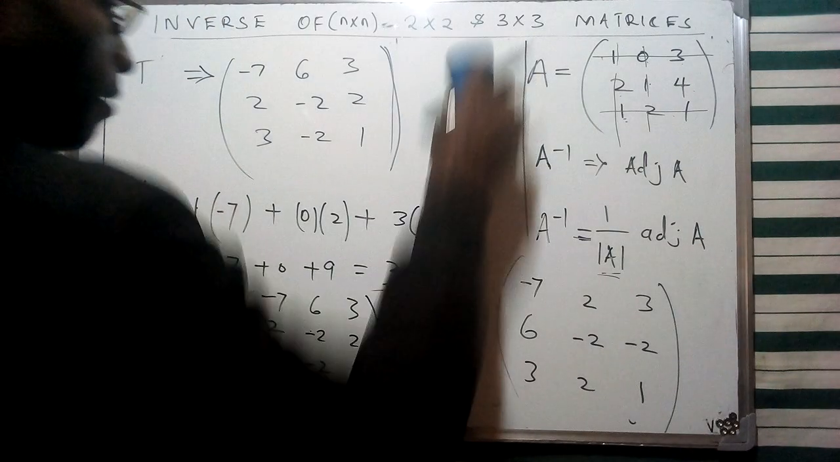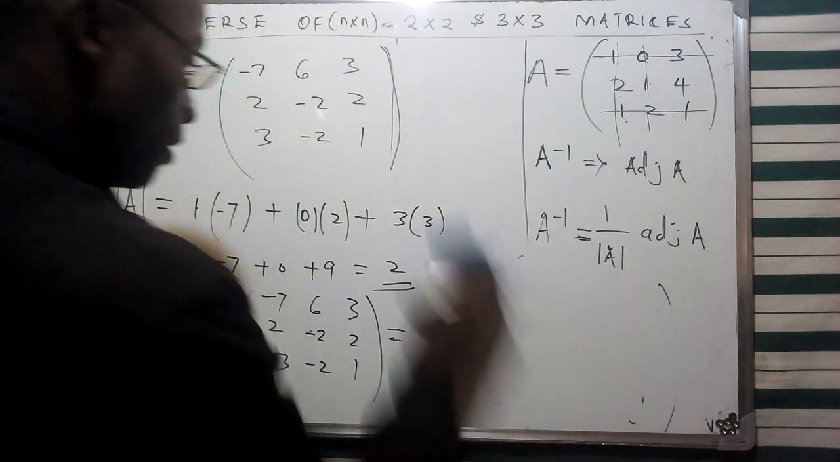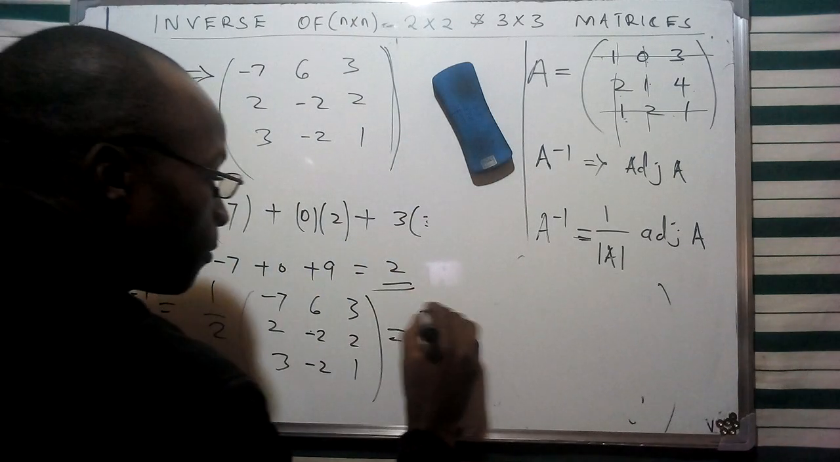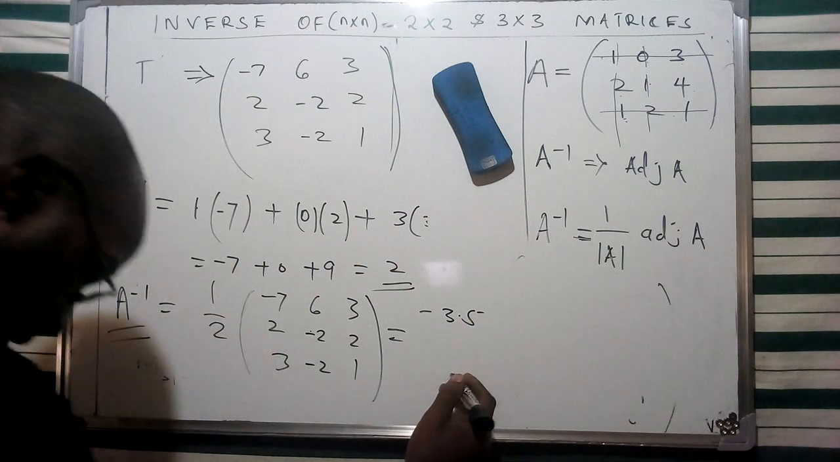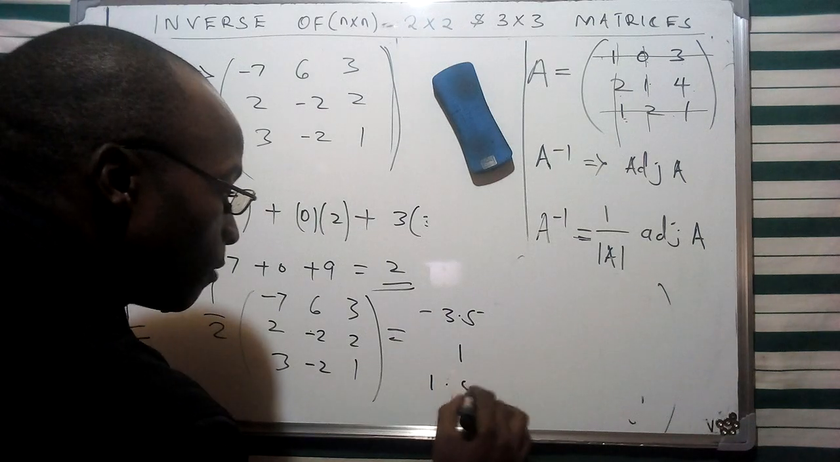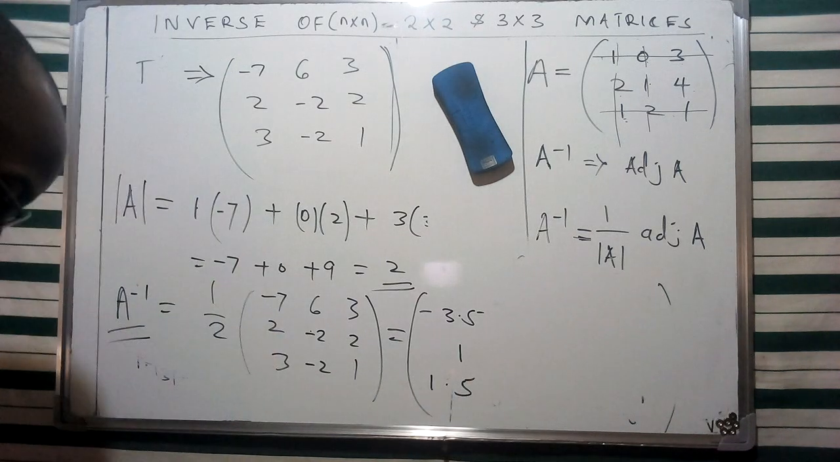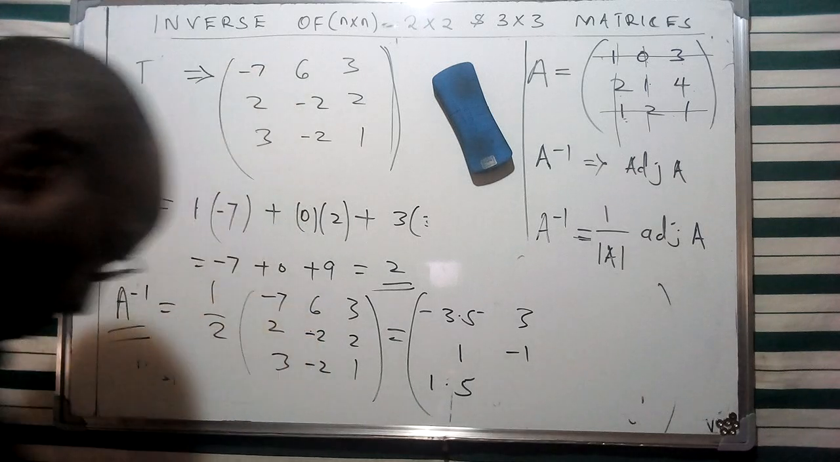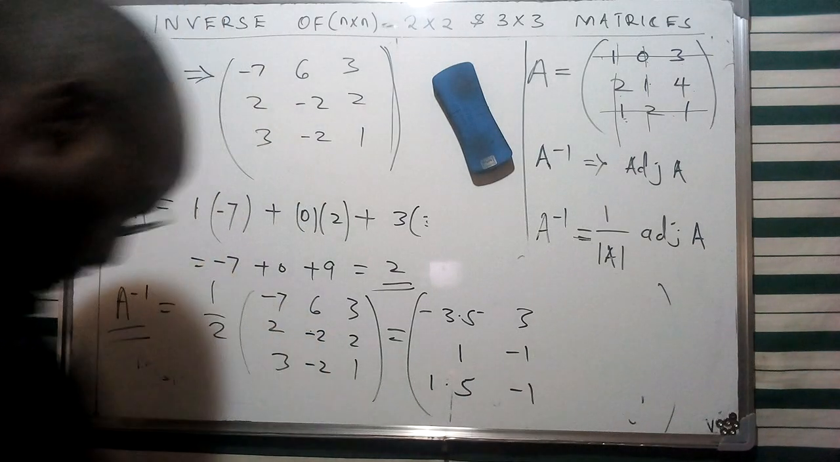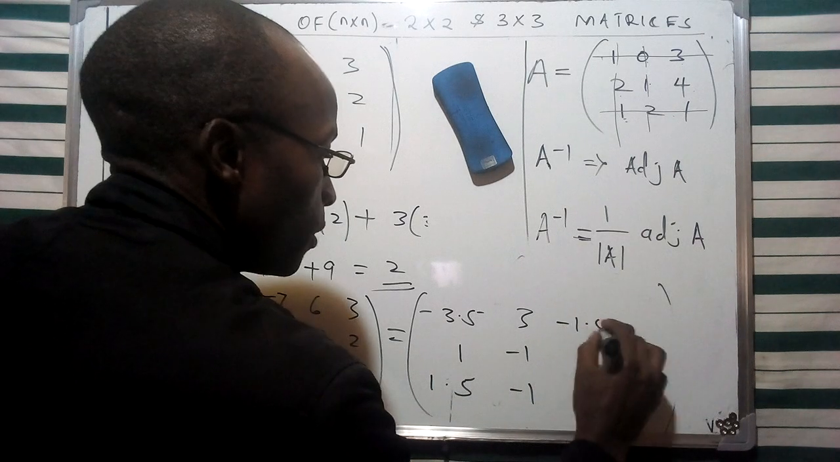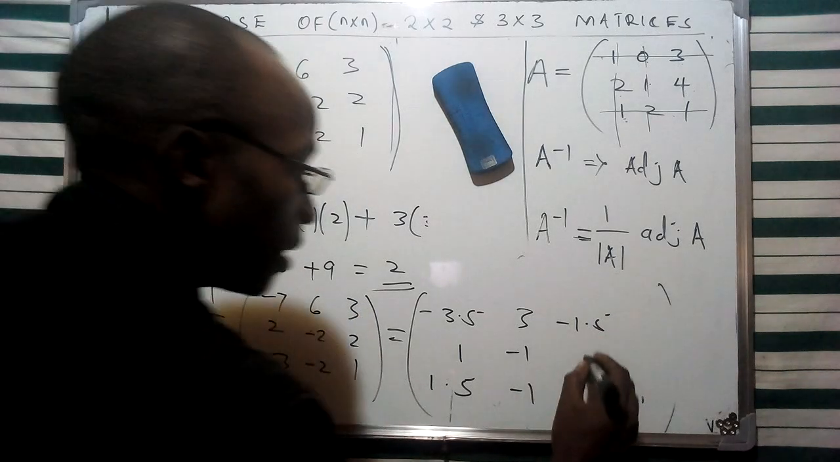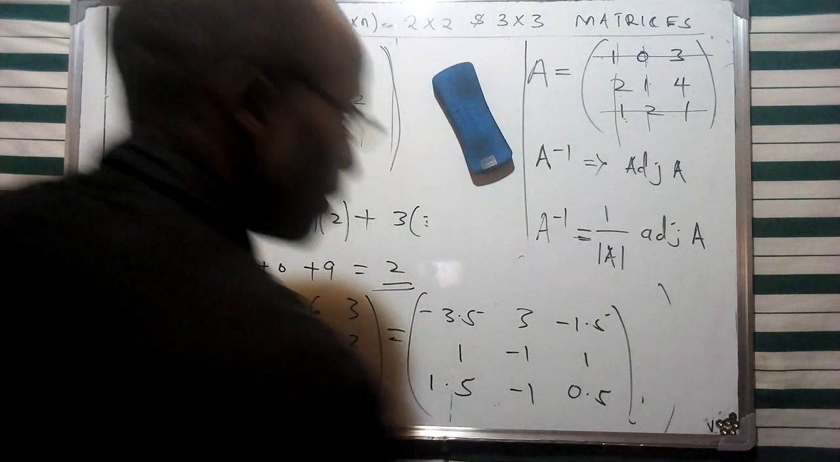So that's going to give us the value of negative 3.5, and then we're going to obtain this 1.5 for the first column, and 3, negative 1, and negative 1 for the second column, and then we're going to have negative 1.5, 1, and 0.5 in that specific respect.